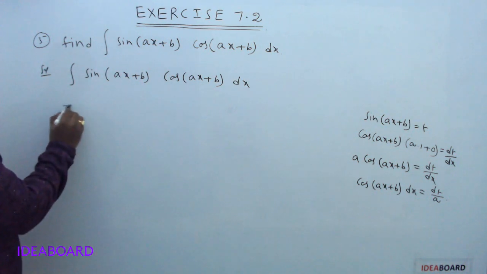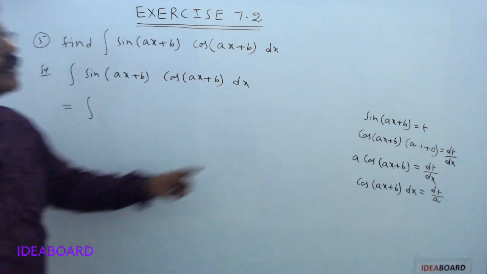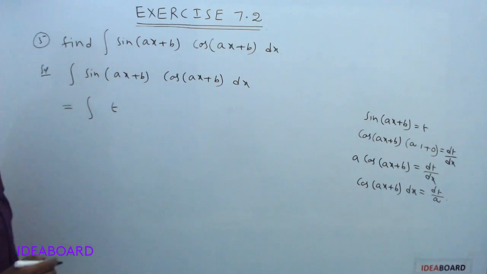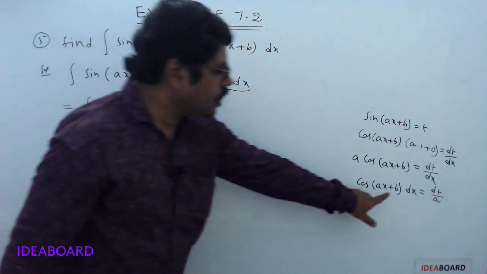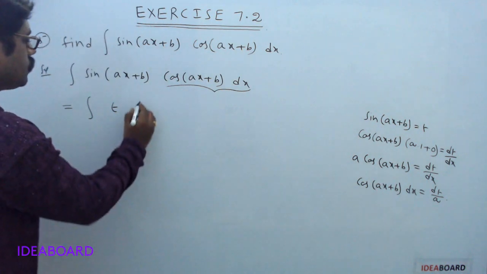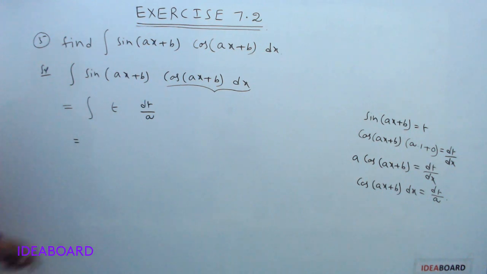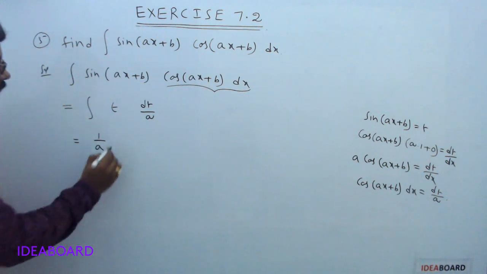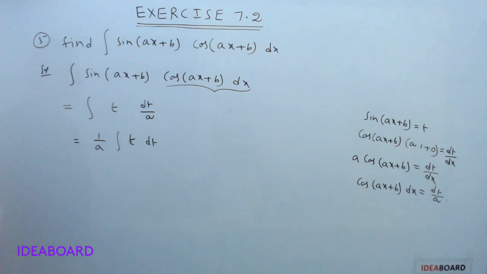Now come to our problem. Now this equals integral sin of ax plus b, sin of ax plus b is nothing but t, so this is t into cos of ax plus b into dx. Cos of ax plus b into dx is nothing but dt divided by a. So this is dt divided by a. Now this equals, here 1 by a is the constant term, so it will be 1 by a into integral t into dt.